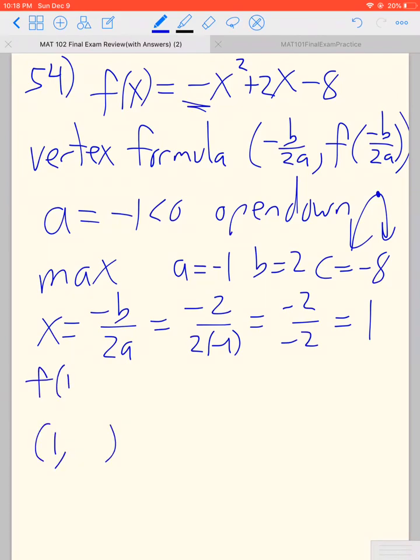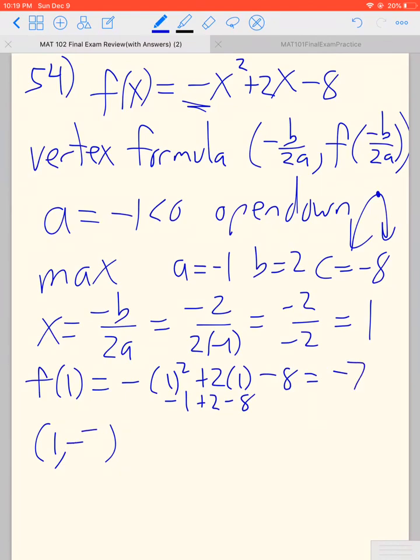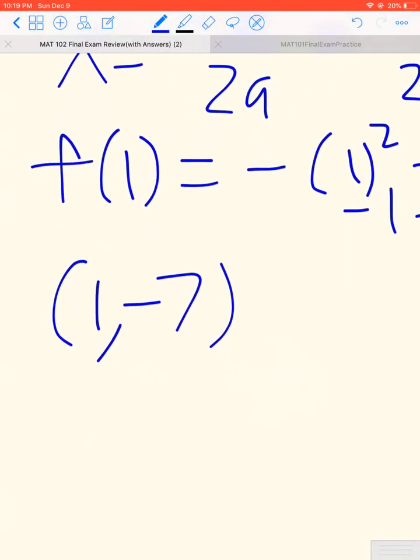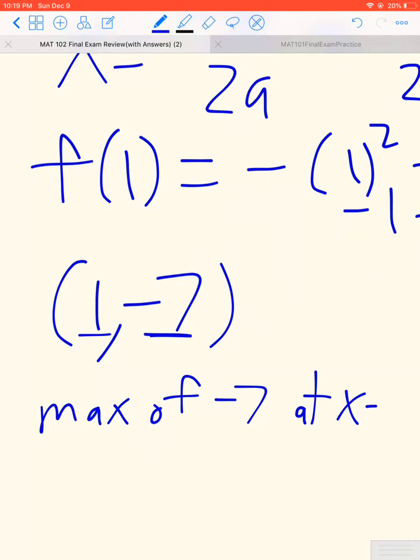The y value is going to be found by doing f of 1, which is the negative of 1 squared plus 2 times 1 minus 8. That's going to be minus 1 plus 2 minus 8, which should be negative 7. So the vertex is found at (1, negative 7). This is our maximum, so it has a max of negative 7, and this occurs when x equals 1.